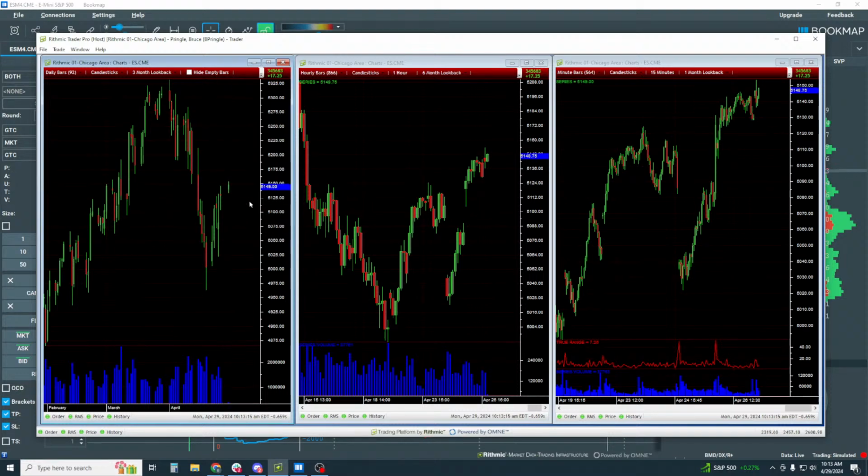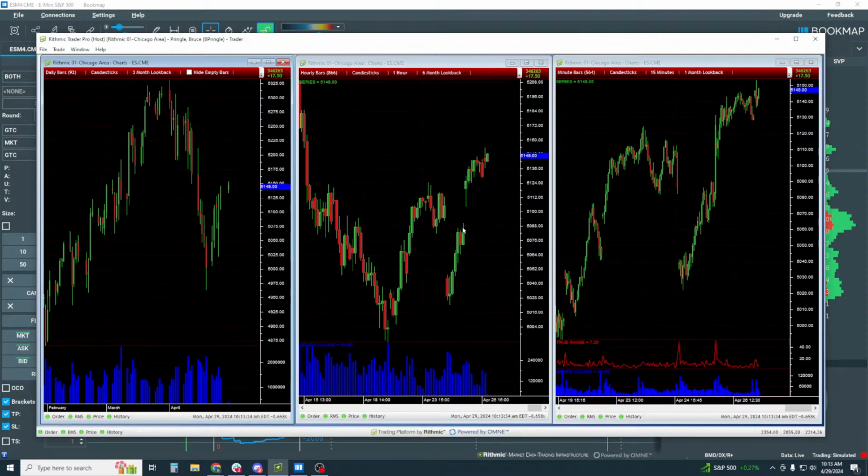Now, what we want to see is, are we going to continue on? We can see right here, we have an outside day. It is testing outside of that area now. Is it going to accept or reject? That's the question. So let's look at the hourly. Let's get more detail here.